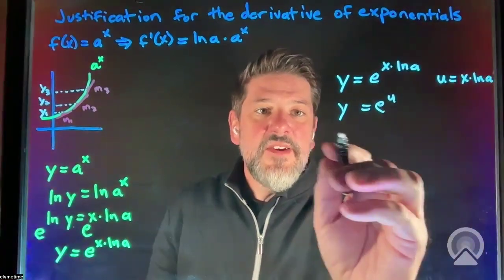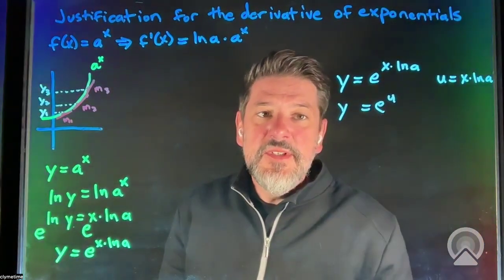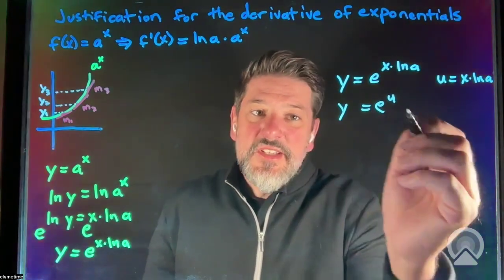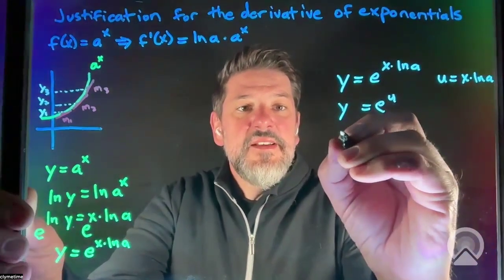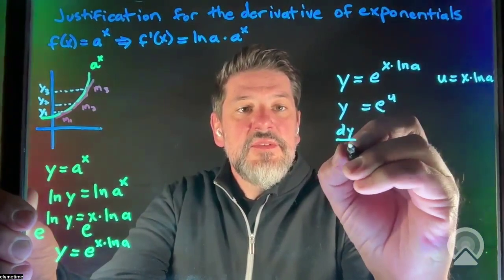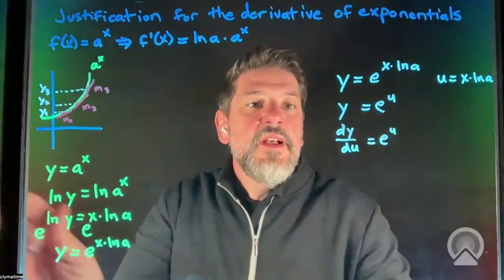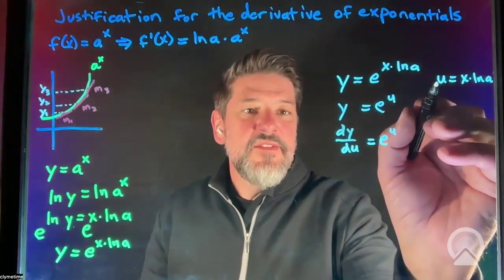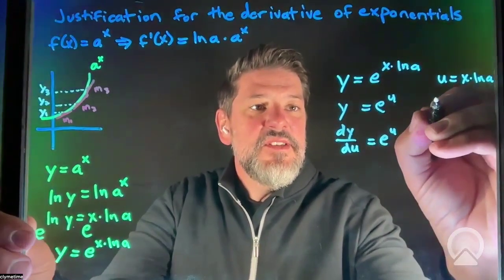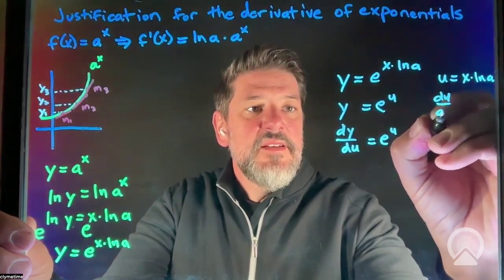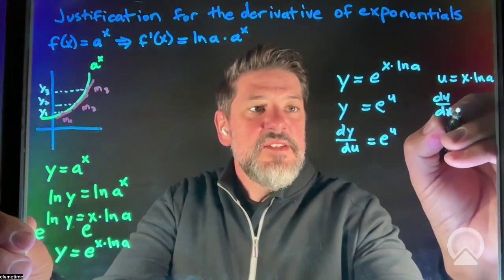And so now I know how to find the derivative of e to the u. It's just going to be e to the u. So dy over du is just e to the u. And then the derivative of u over here is going to be du over dx. And I'm actually showing more steps than I need to here.